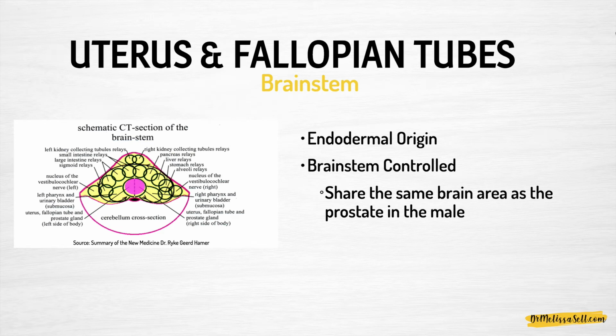And neurologically, the uterus and fallopian tubes are controlled from the brain stem. So the uterus and the fallopian tubes, they are of endodermal origin. So they are of the oldest tissue type, and therefore they're controlled from the oldest region of the brain, which is the brainstem. They share the same brain area as the prostate, which you can see through this cross section of the brainstem is kind of right there in the center.